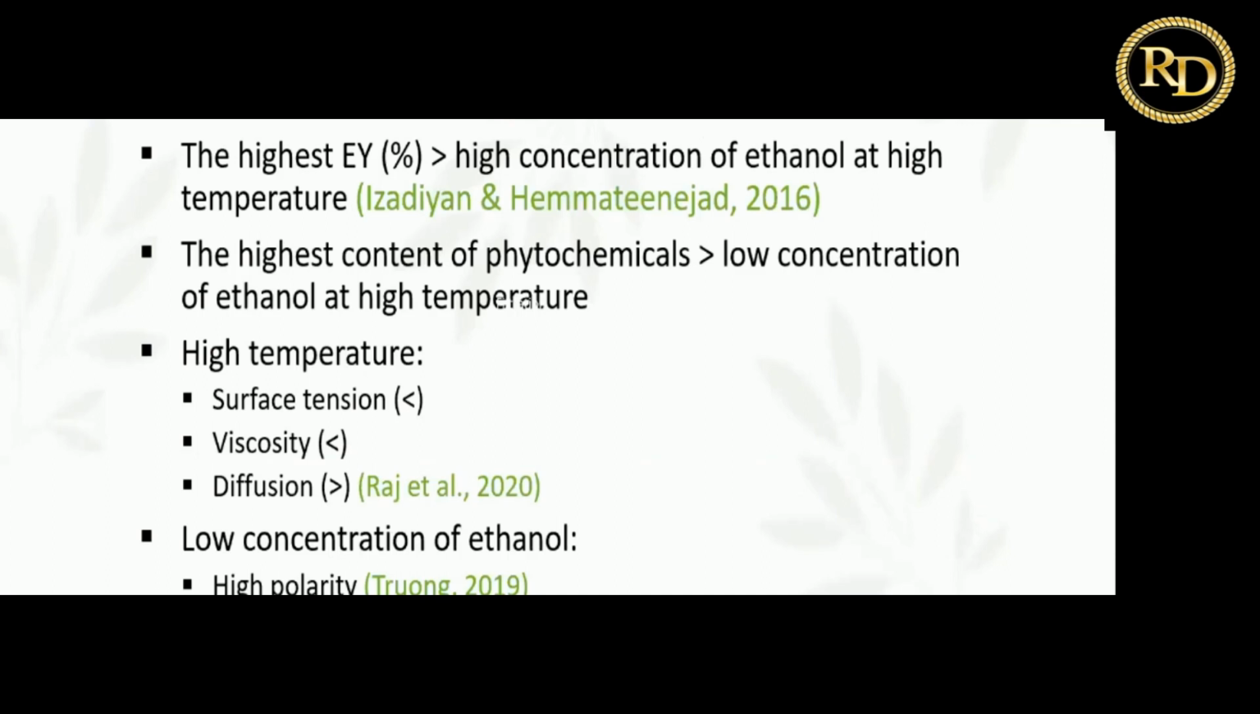In case of total flavonoid yield, you can see almost the same trend is observed here. Here also, the best treatment is the combination of 60% ethanol at 80 degrees Celsius, which yielded 462.52 milligram of quercetin equivalent per 100 gram of dry weight.